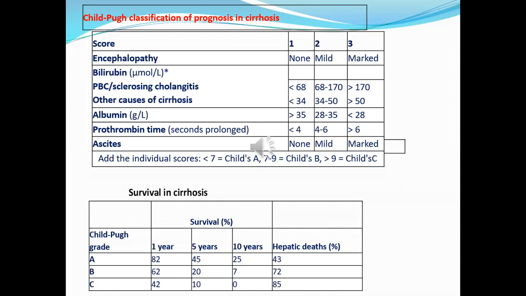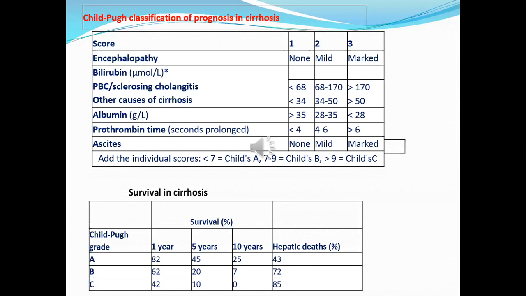Albumin also: if the albumin is more than 35, 1 score. If from 28 to 35, 2 score. If less than 28 grams per deciliter, we give 3 score. Prothrombin time in seconds: if the prolongation is less than 4, 1 score. From 4 to 6, 2 score. More than 6, 3 score. Ascites: if no ascites, 1 score. Mild ascites by ultrasound, 2 score. Marked ascites, 3 score.